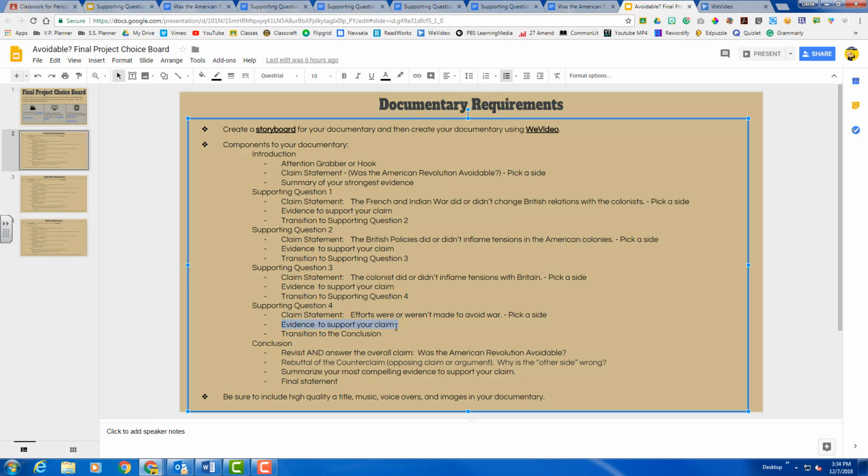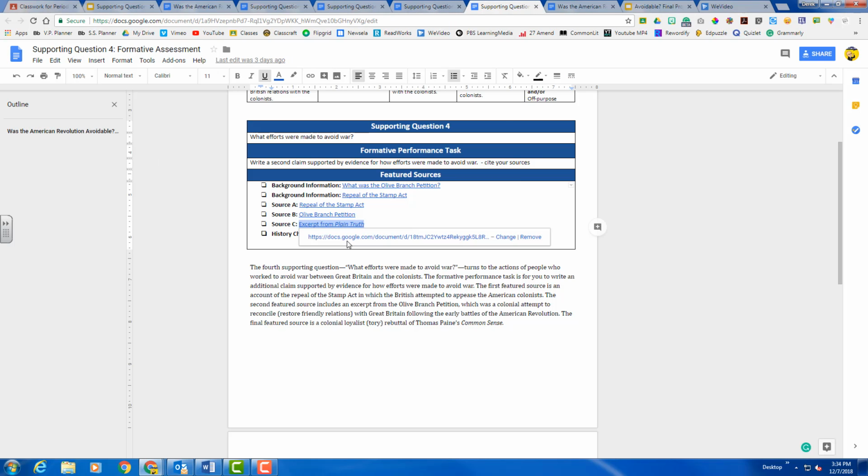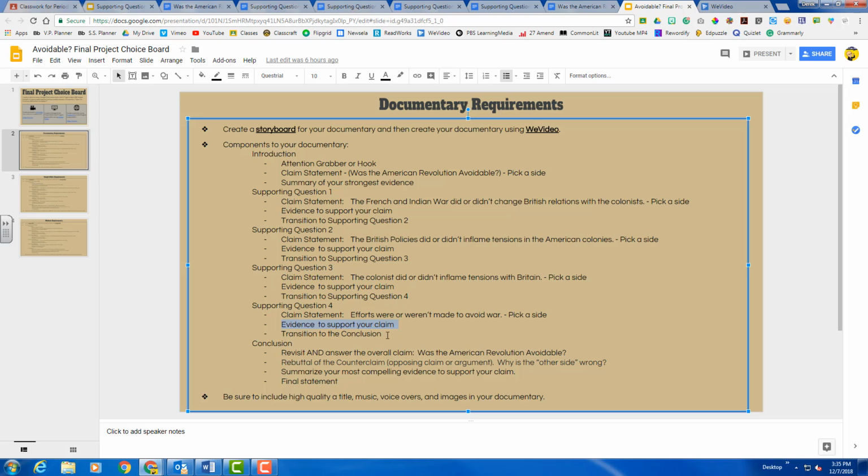And then, again, evidence. What evidence do you have? Again, I'll just quickly reiterate what that evidence is, which should come from your supporting question 4 here: things like the repeal of the Stamp Act, the Olive Branch Petition, even excerpts from The Plain Truth that will basically rebut what Thomas Paine would say in Common Sense. Those things were all supposed to ease the tensions between the British and the colonists. And why were they not successful, or why did they help ease, or should they have eased, tensions between the two sides? Okay, so all those things go in here.